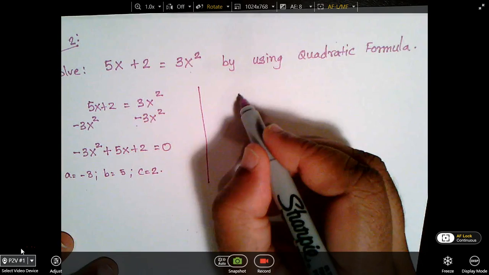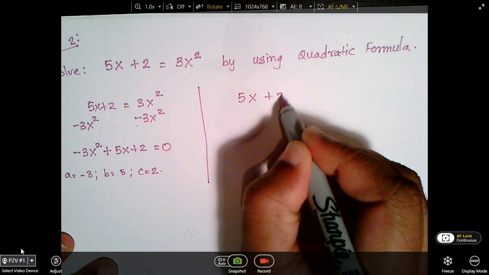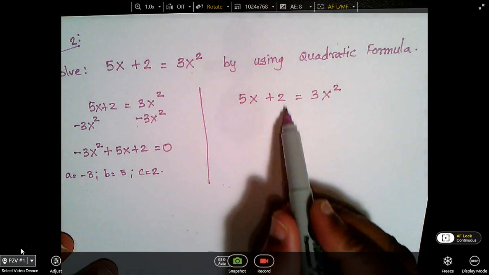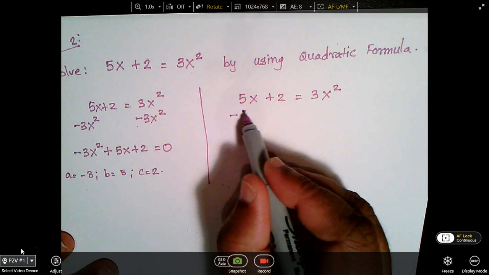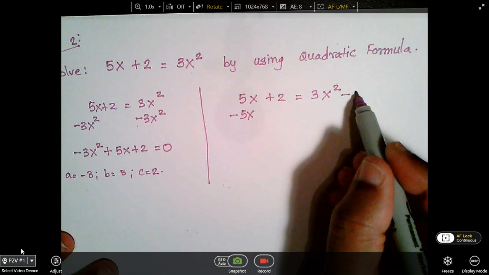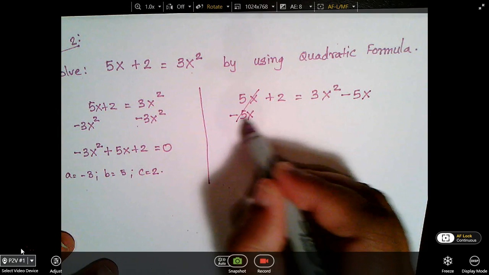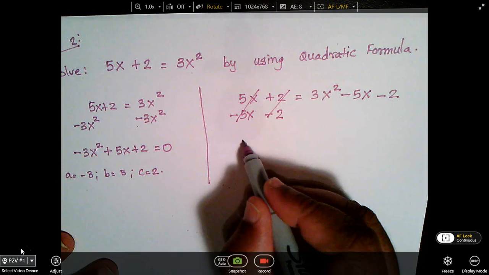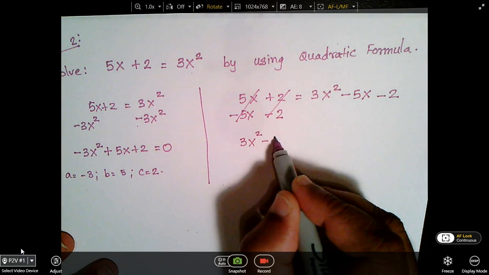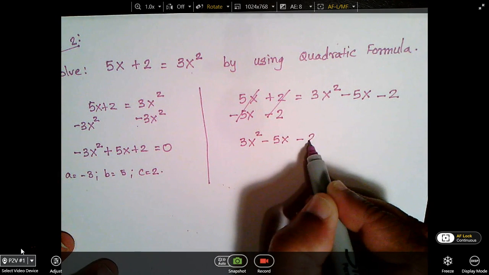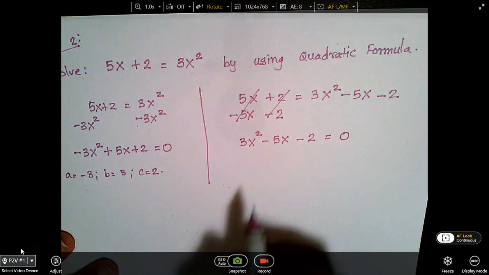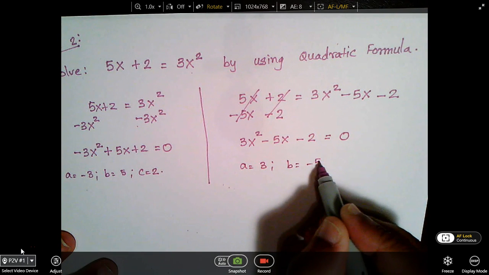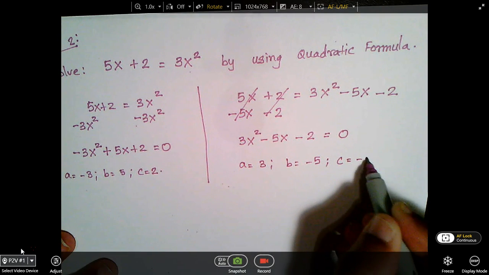Or I could move the 5x and the 2 over with the 3x squared. That way I could make this side 0. So I can subtract the 5x, subtract the 5x, subtract the 2, subtract the 2. So I get 3x squared minus 5x minus 2 equal to 0. Now a is 3, b is negative 5, c is negative 2.